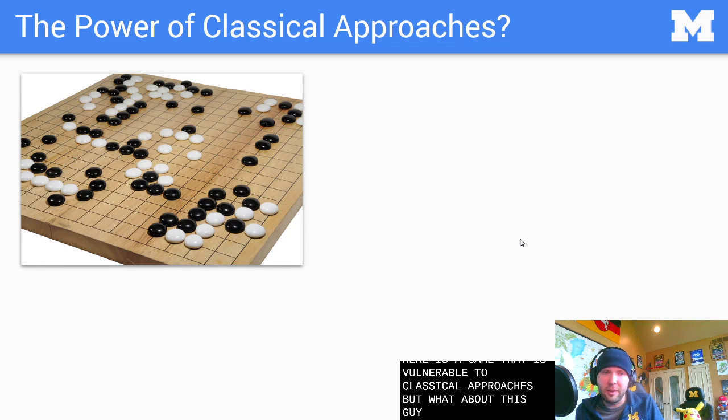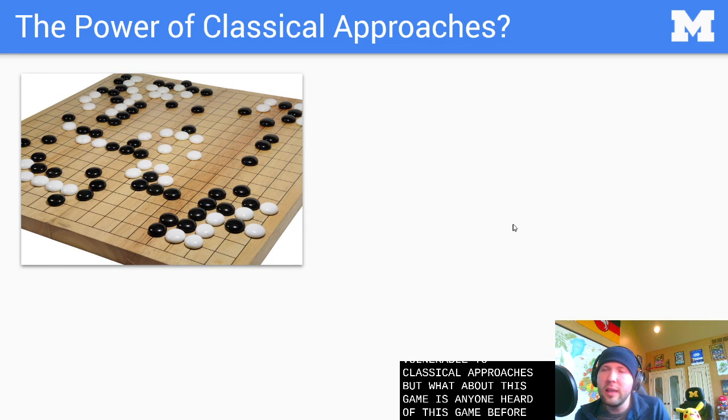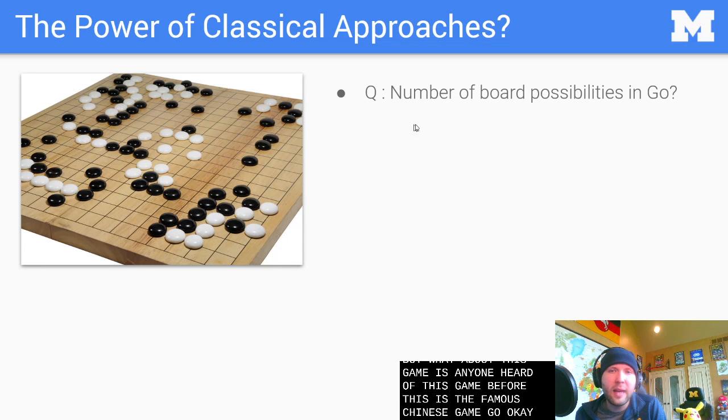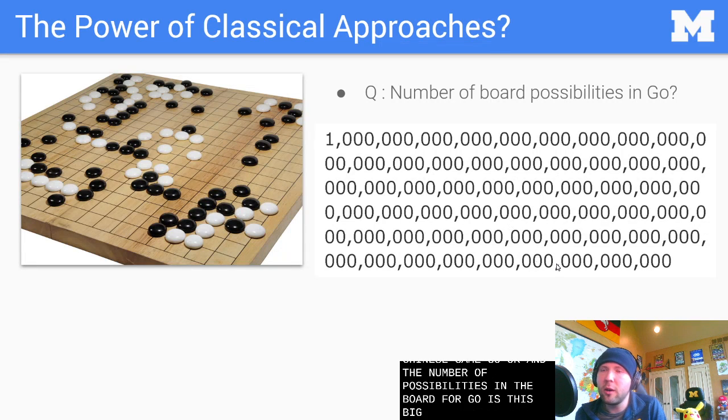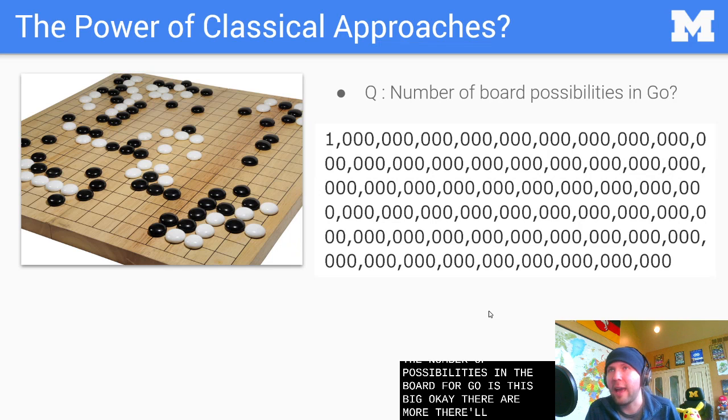But what about this game? Has anyone heard of this game before? This is the famous Chinese game Go, okay? And the number of possibilities in the board for Go is this big, okay? There are less atoms in the observable universe than there are different possible spaces and configurations of the Go game board, okay? And that's pretty bad news, right? Because there's no way any algorithm could possibly brute force search through this amount of state space, okay?